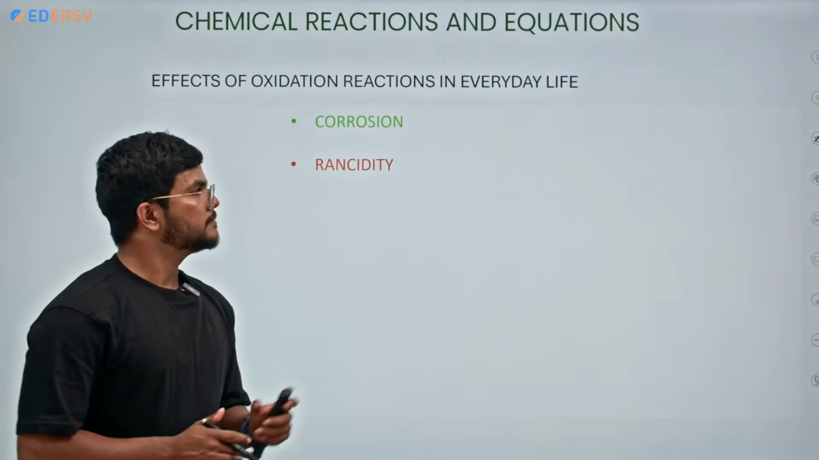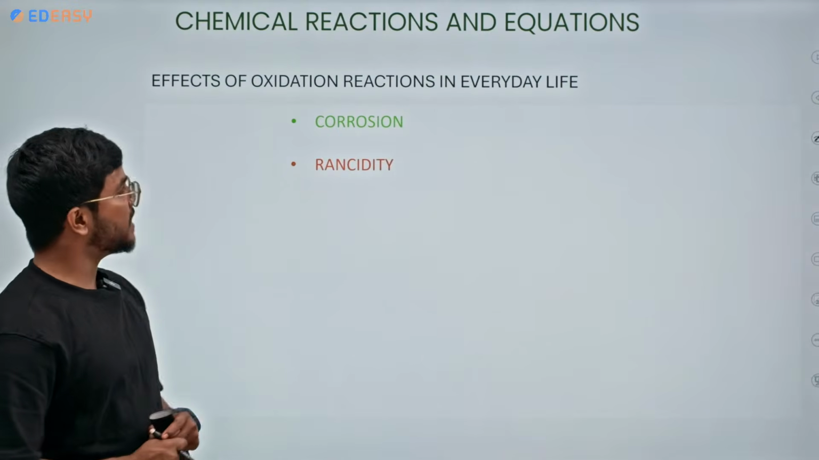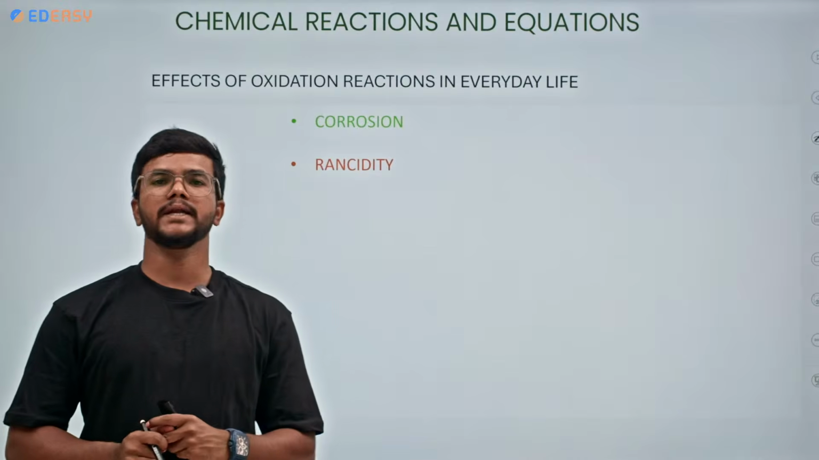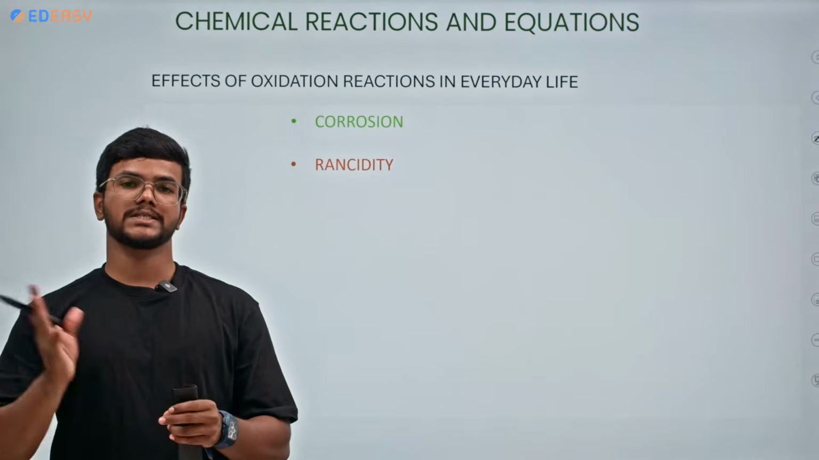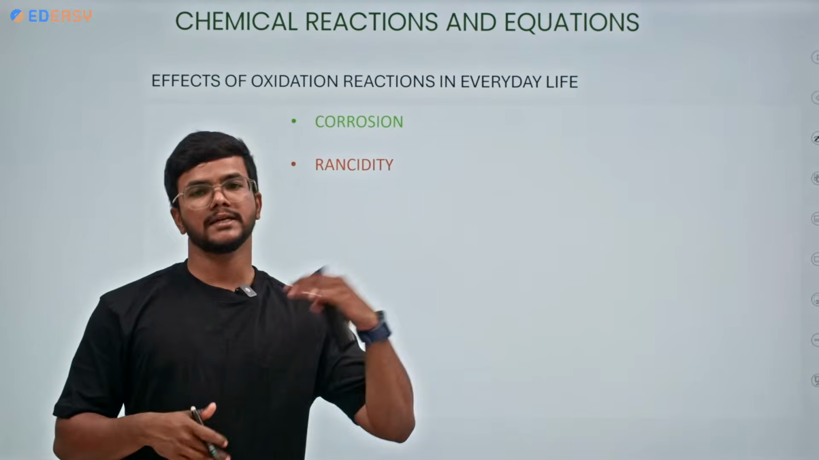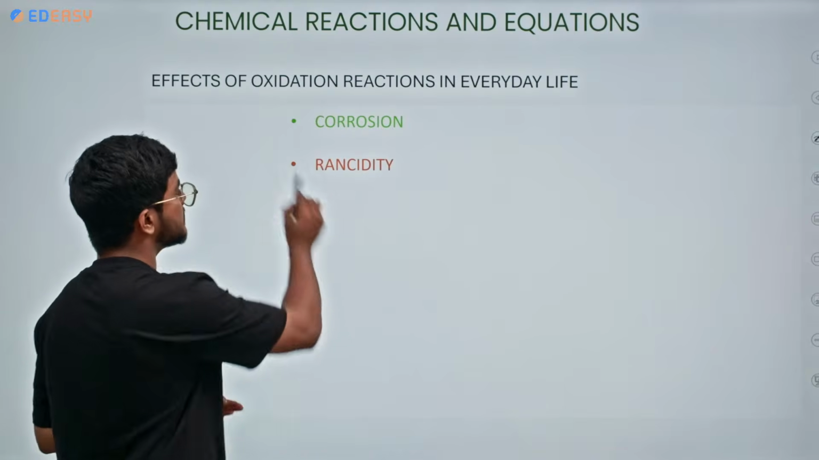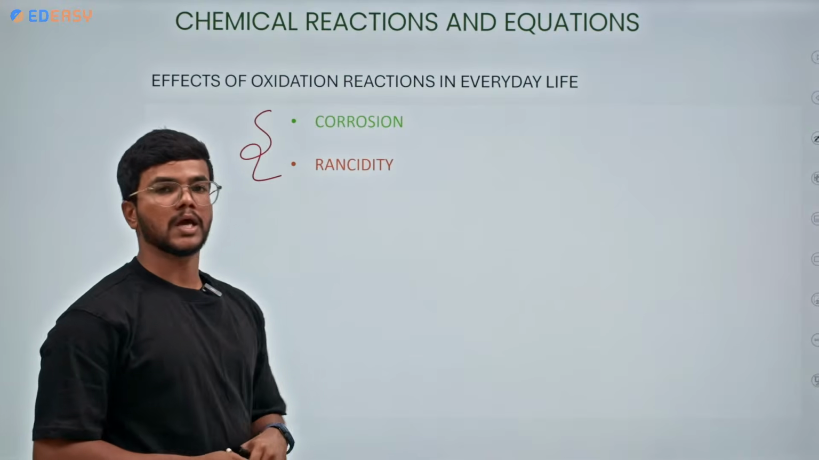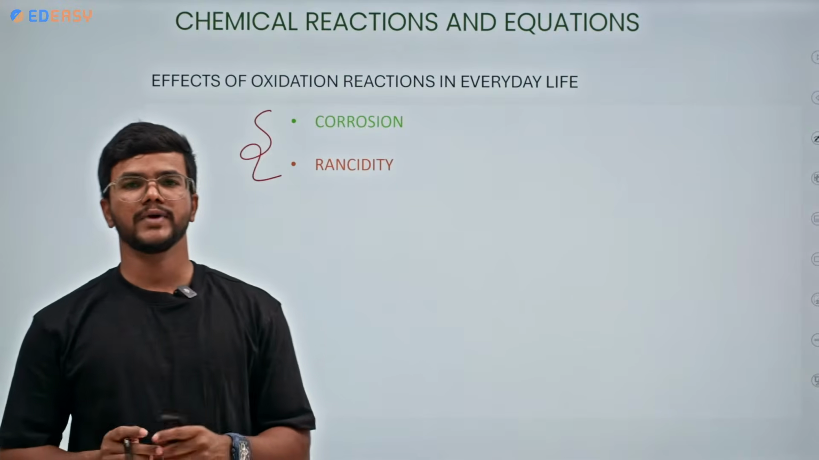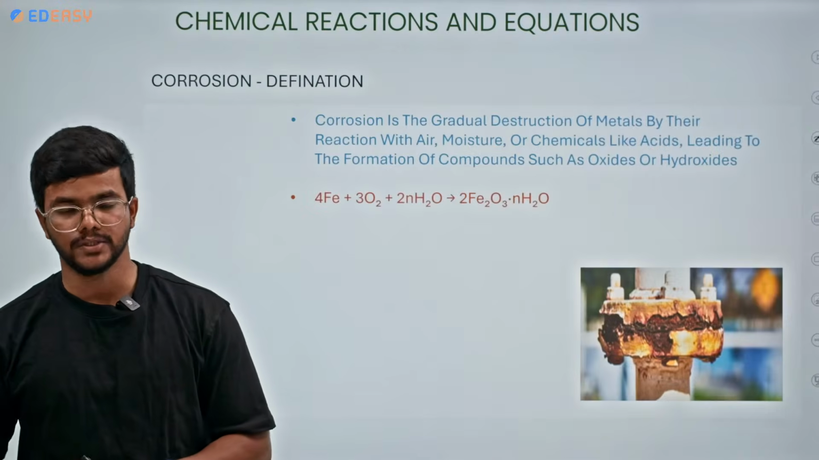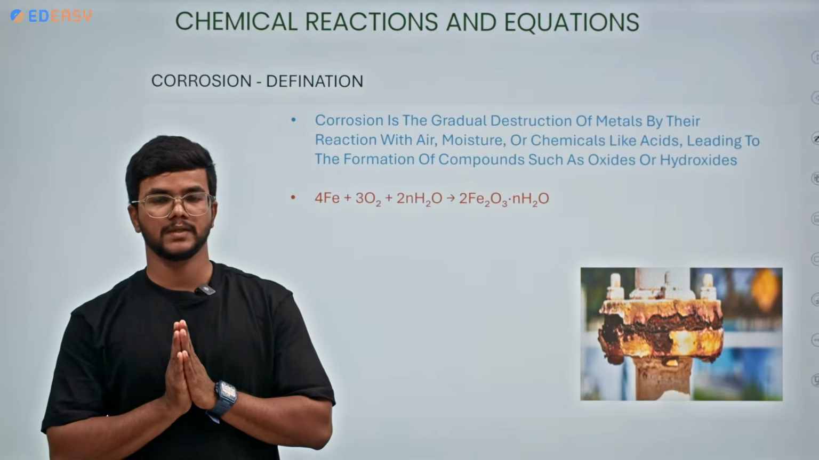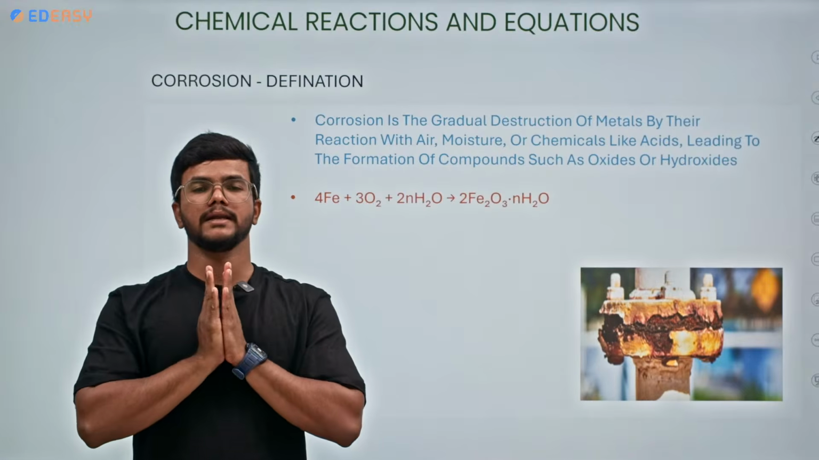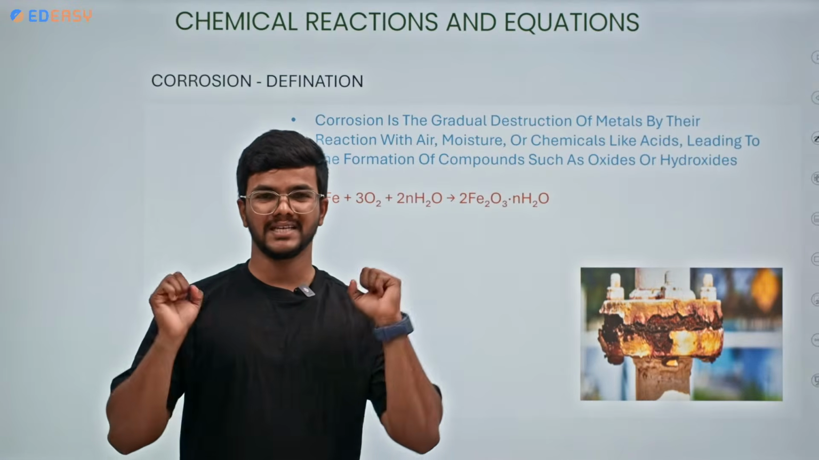Okay. Next, effects of oxidation in our everyday life. So where can we find the oxidation effect? Oxidation has advantages, and disadvantages also. These are the disadvantages of oxidation: corrosion and rancidity. So first, let me explain corrosion. What is corrosion? Corrosion is also called rusting. Let us take an example, rusting of iron.